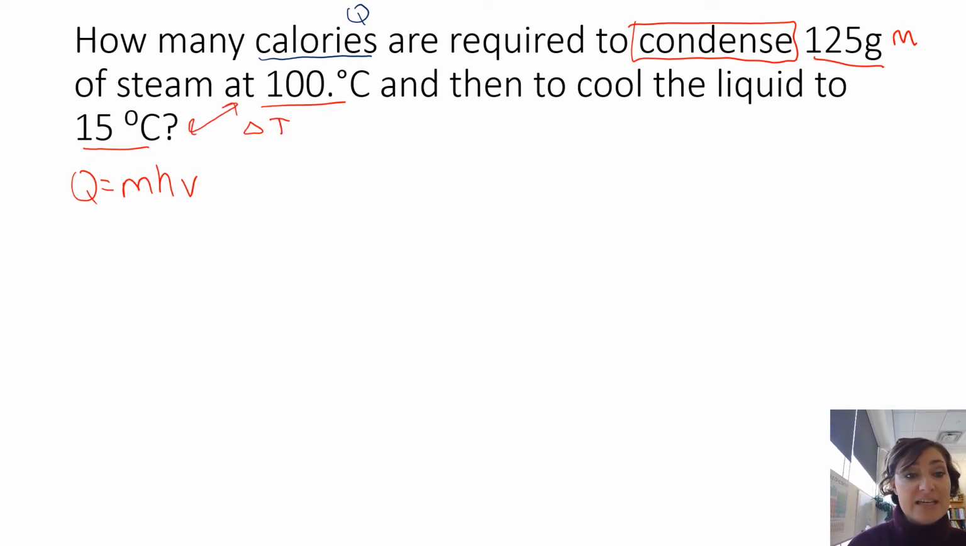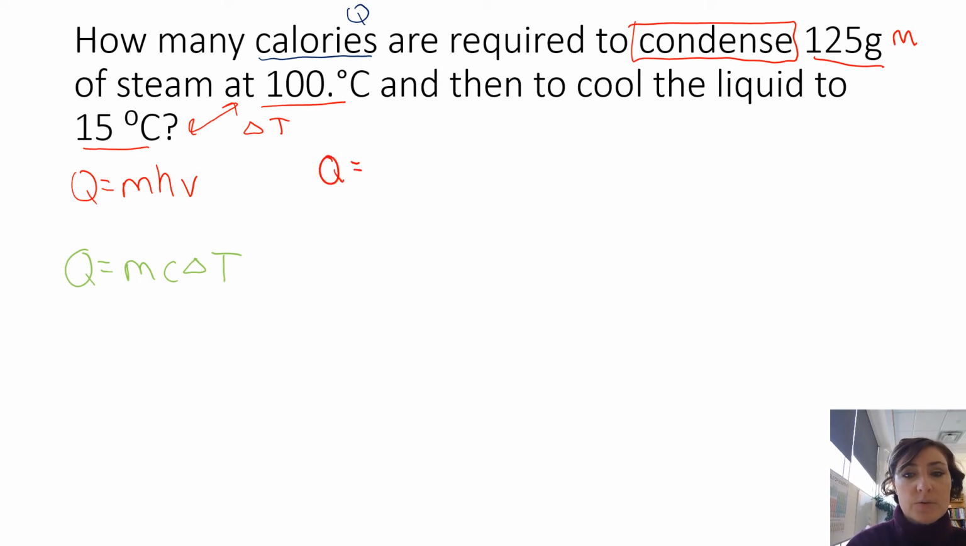Anytime you have a delta T, that tells me that I am going to have an MCAT equation. So Q equals m c delta T. So I'm actually going to do 2 different equations and get 2 different values for my calories, and I'm going to add those together. So in this problem, I have a state change, which is represented by my heat of vaporization, and I also have a temperature change, which will be my m c delta T. All right, so let's go ahead and do our heat of vaporization first.